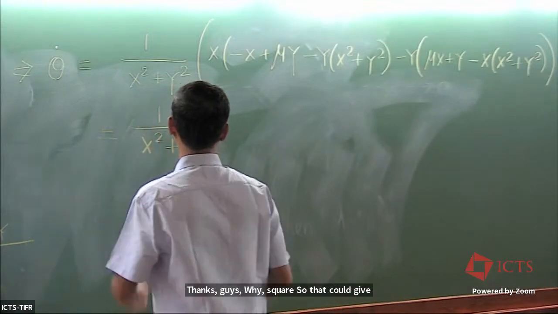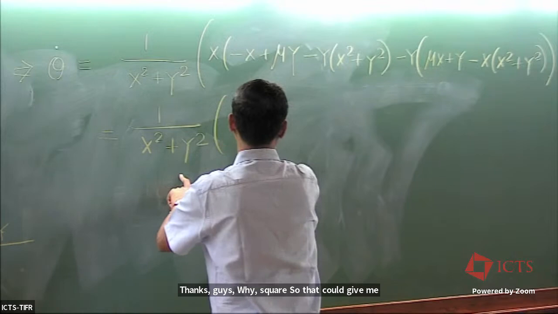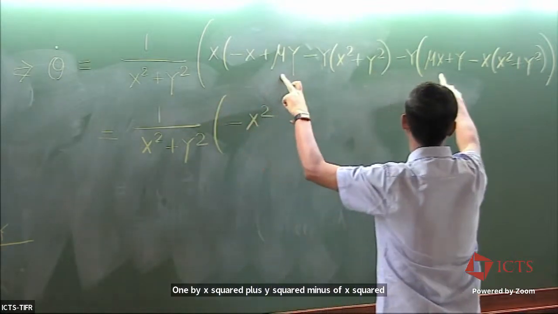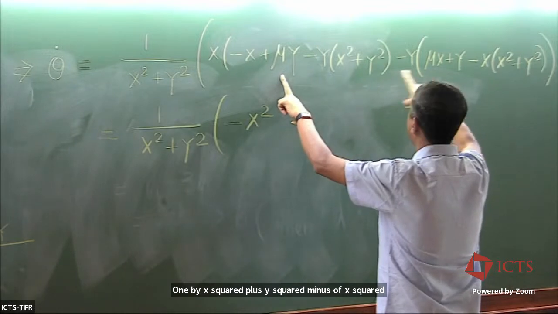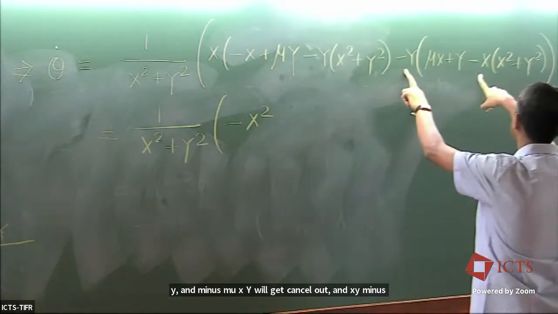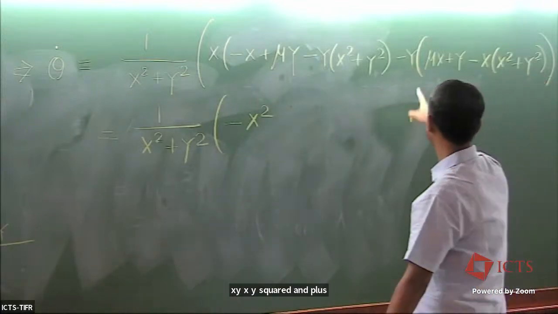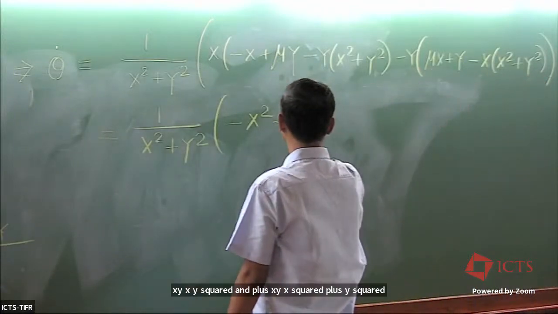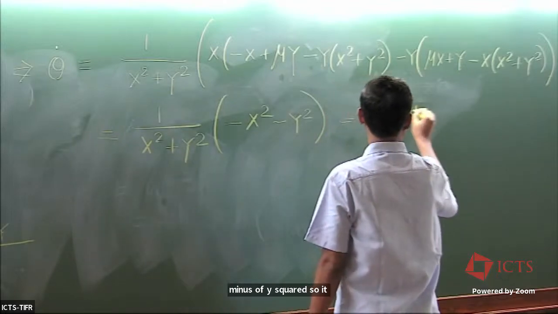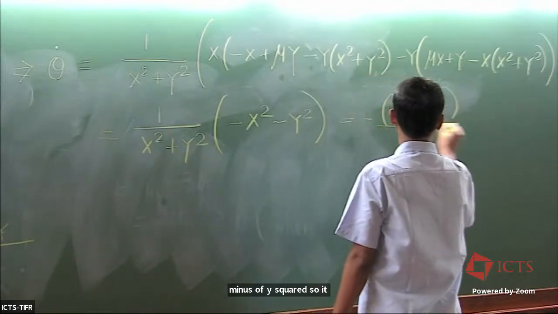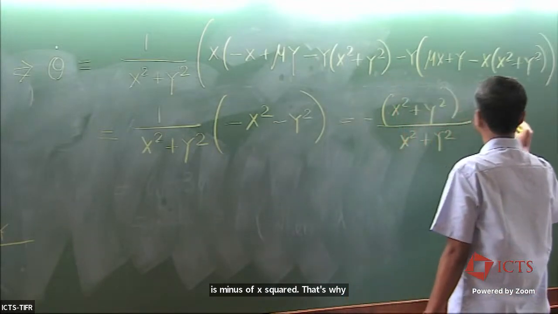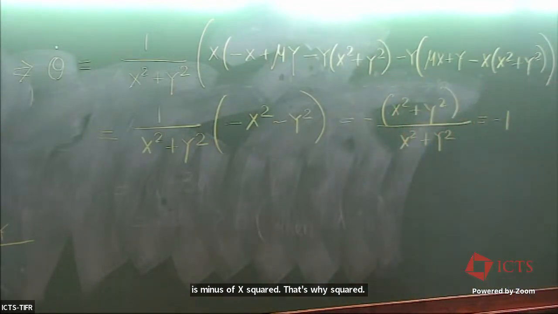So that would give me 1 by x square plus y square minus of x square mu xy and minus mu xy will get cancelled out, and xy minus xy x square plus y square and plus xy x square plus y square will get cancelled out, and in that side I am going to get minus of y square. So it is minus of x square plus y square by x square plus y square, which is minus 1, right?